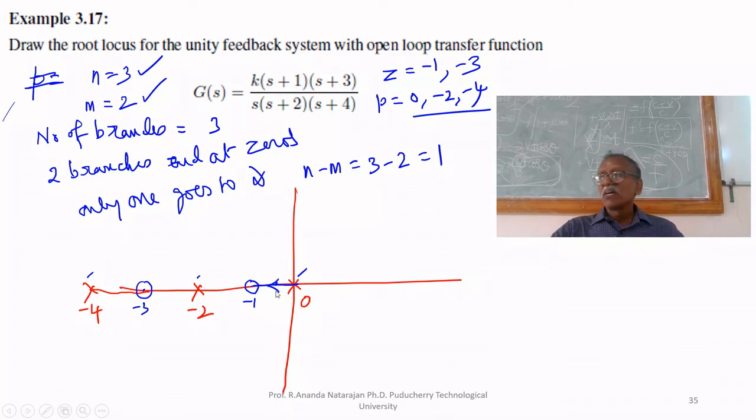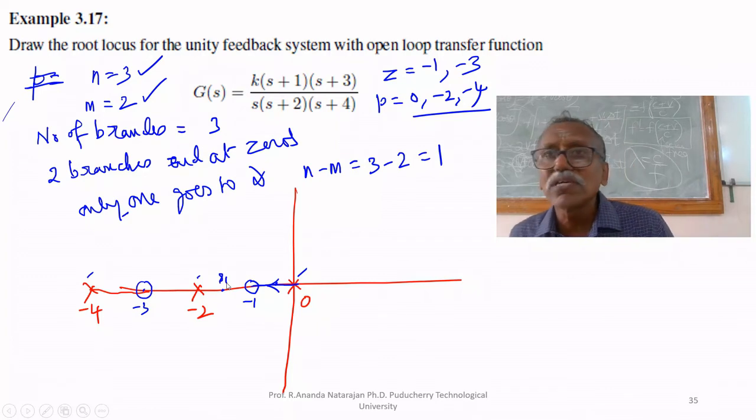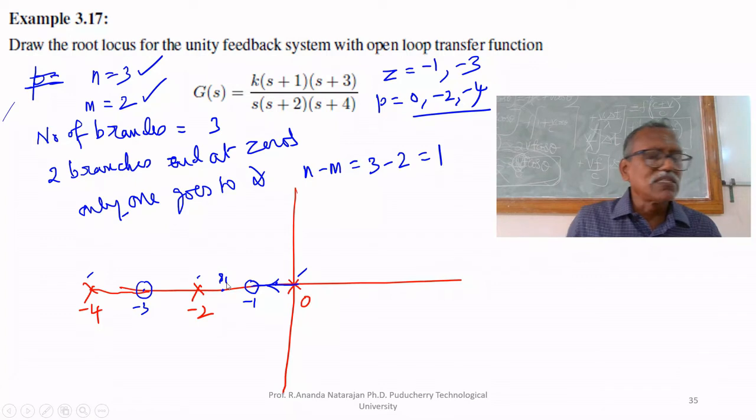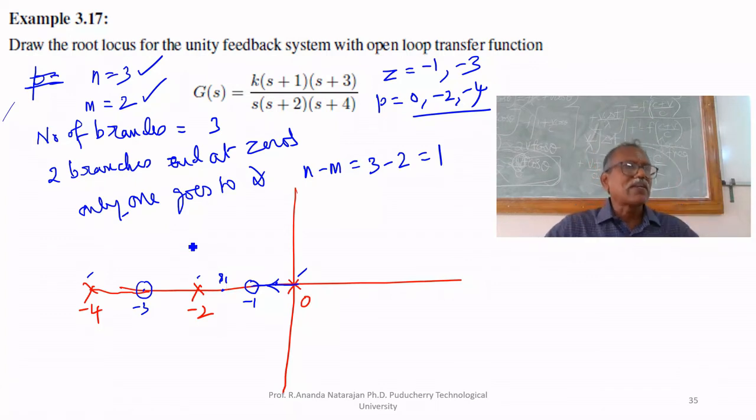Between minus 1 and minus 2, it is not part of root locus. Why? I am selecting a test point S1 between minus 1 and minus 2. To its right, how many poles and zeros? Even number of poles and zeros. Therefore, it is not part of root locus. This part of the real axis is not part of root locus.